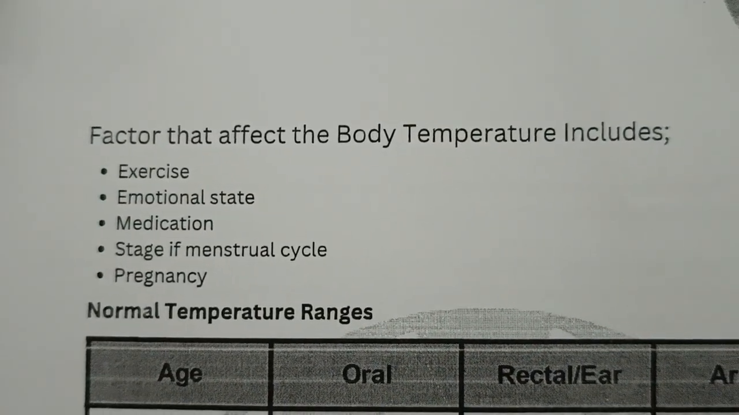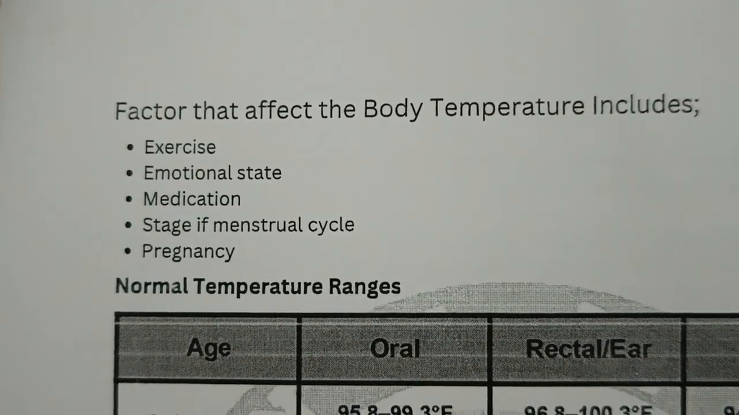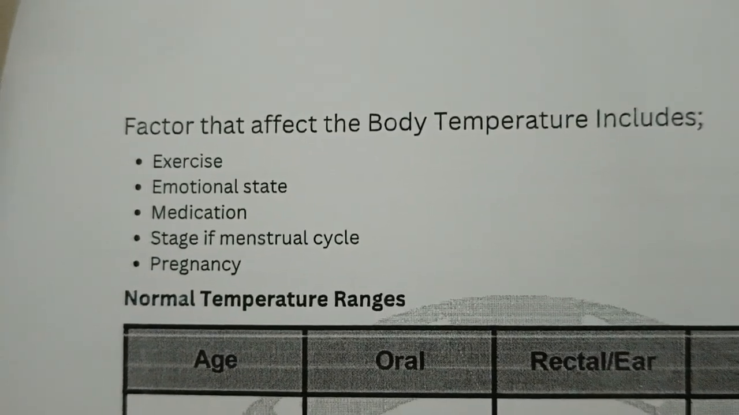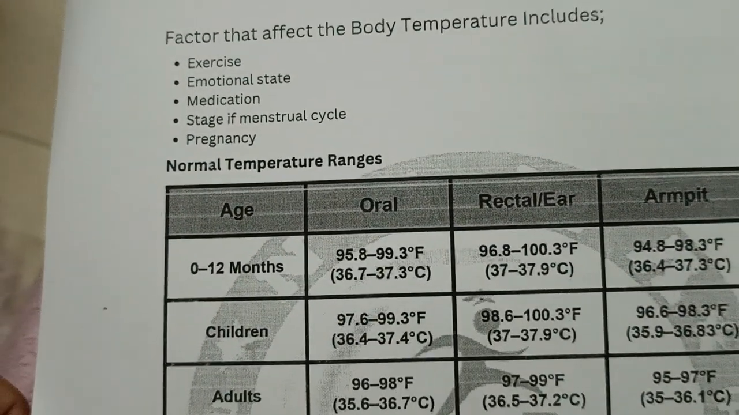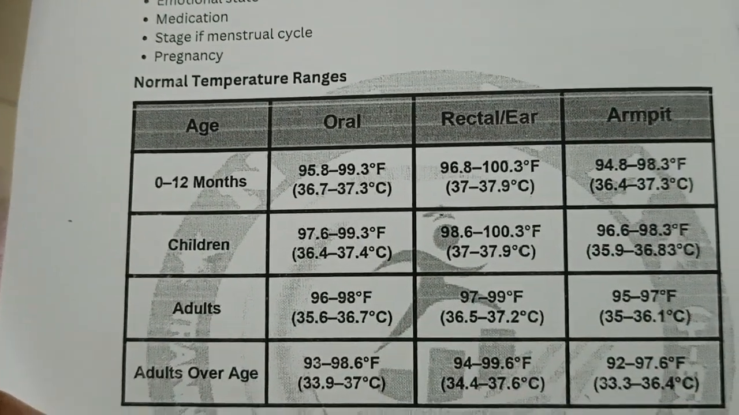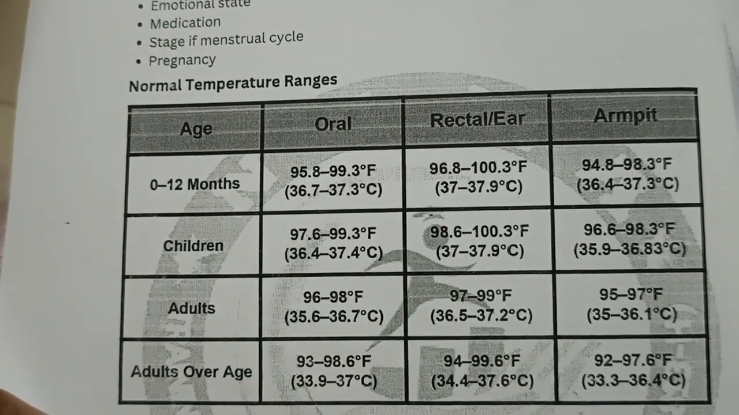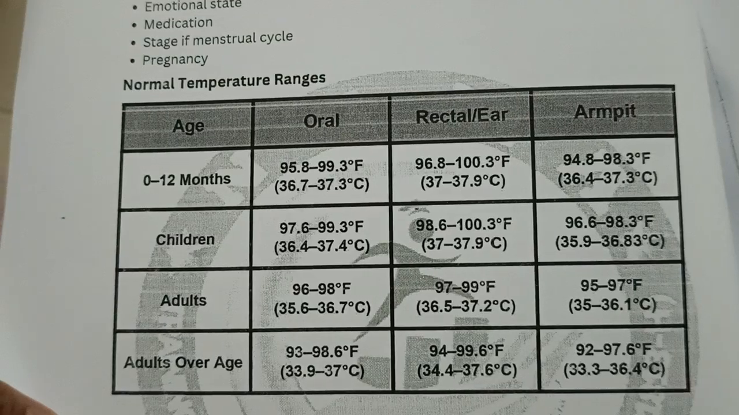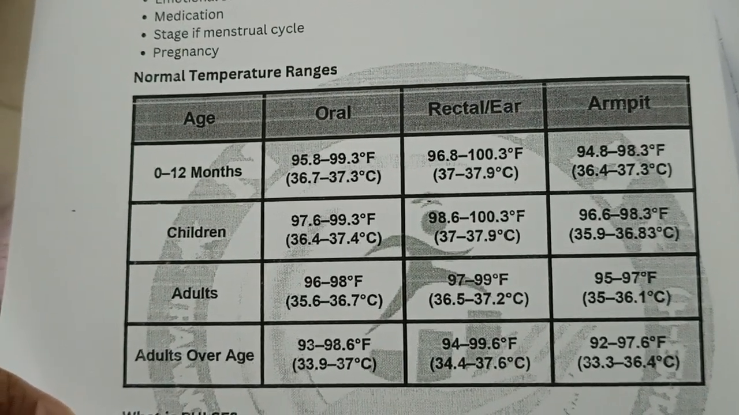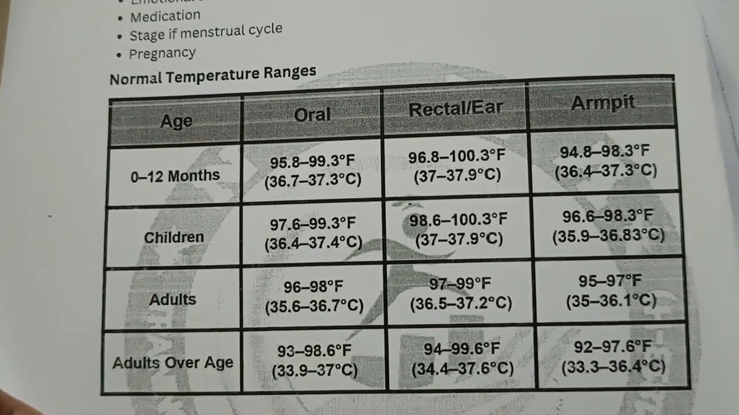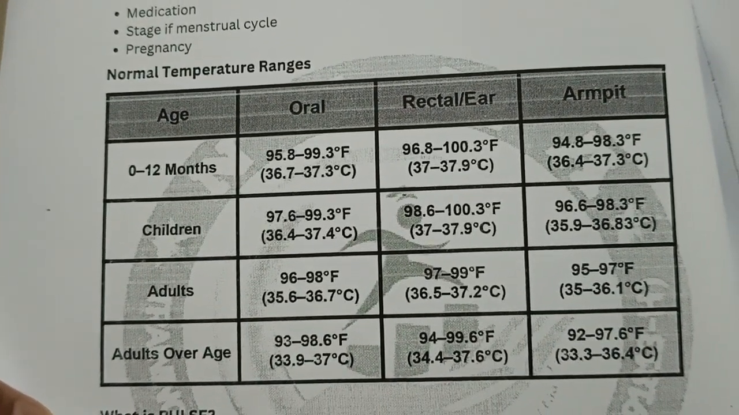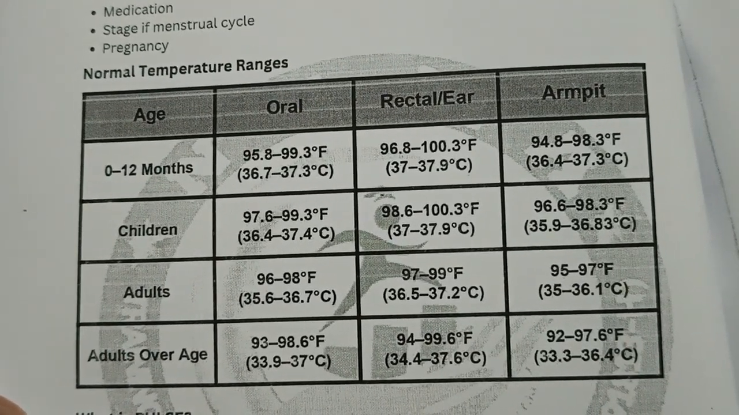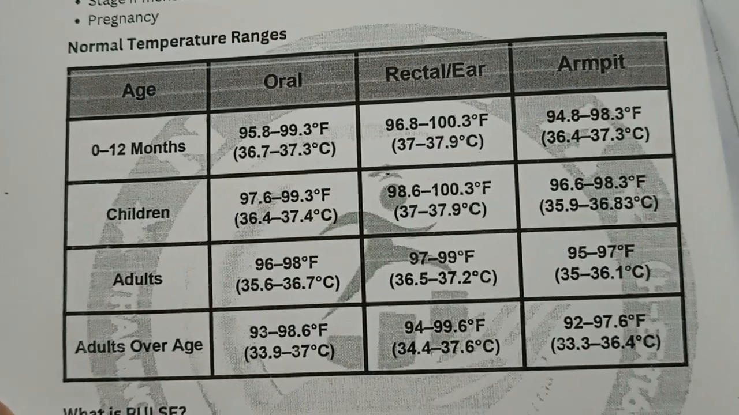Factors that affect body temperature include exercise, emotional state, medication, stage of menstrual cycle, and pregnancy. Normal temperature range for a baby is 36.7 to 37.3 degrees Celsius. For children, 36.4 to 37.4 degrees Celsius. For adults, 35.6 to 36.7. For older adults, 33.9 to 37 degrees Celsius.